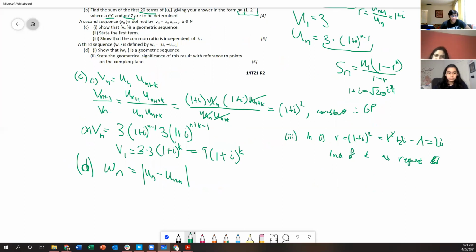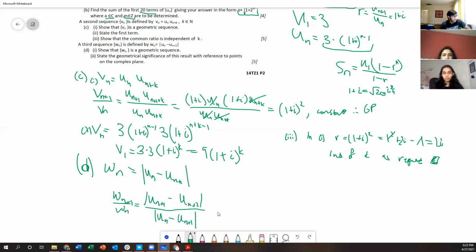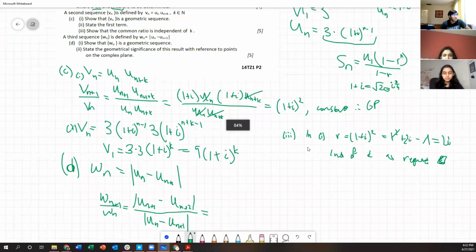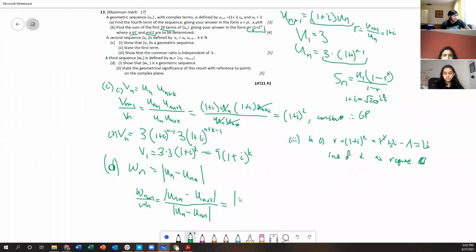Common ratio, right? So if we take Wn plus 1 over Wn, this might not be the smarter way to do it, but let's just try and see what happens. Well, we're going to get Un plus 1 minus Un plus 2 over Wn, which is Un minus Un plus 1. Now, Un plus 1, by definition up here, is going to be 1 plus i times Un.